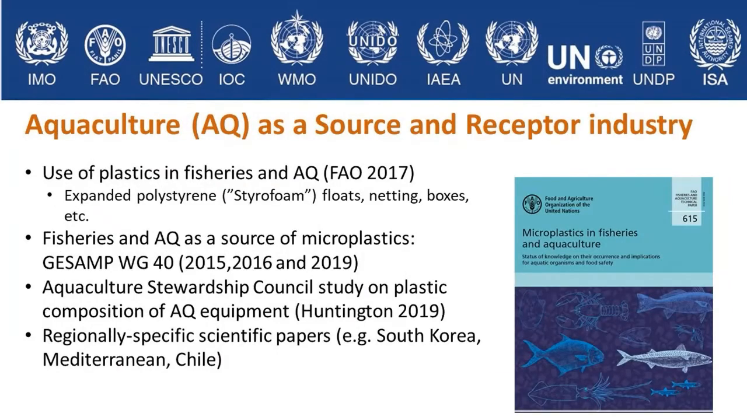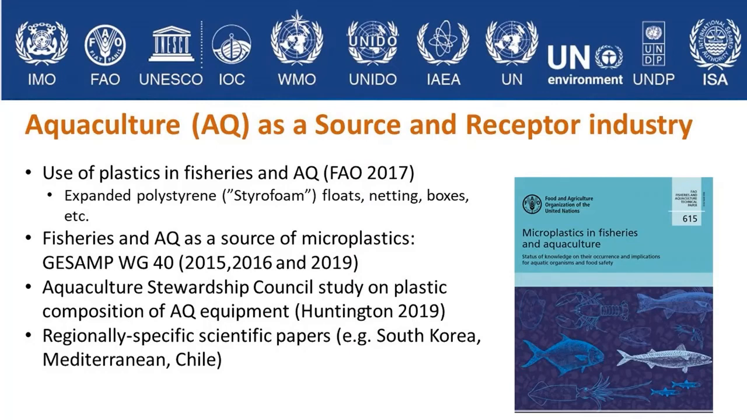The aquaculture industry has been very interested and proactive to date in better understanding if and how aquaculture is contributing to the global ocean plastic burden, and the work of Working Group 43 has really benefited from these efforts. For example, the FAO conducted a large study of the use of plastics in fisheries and aquaculture in 2017 and identified aquaculture operations that depend on the use of gear comprised in part of plastic, especially expanded polystyrene floats and netting and boxes. In particular, a report produced by the Aquaculture Stewardship Council last year thoroughly reviewed the use of plastic to construct aquaculture equipment, and it really should be considered the definitive document on that subject.